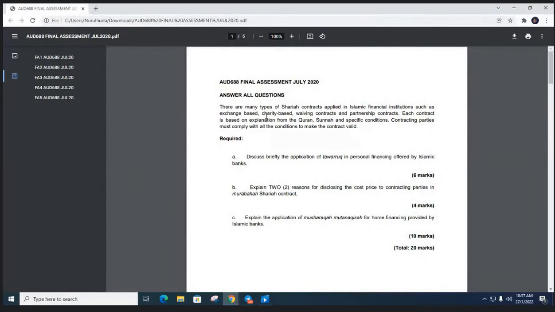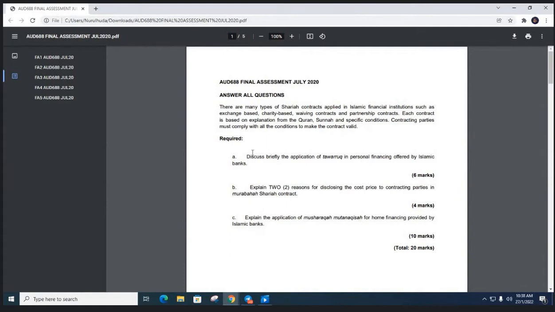So there are many types of syariah contract applied in IFI, such as exchange-based, charity-based, waiving contract and partnership contract. Each contract is based on explanation from the Quran, Sunnah and specific conditions. Contracting party must comply with all the conditions to make the contract valid.